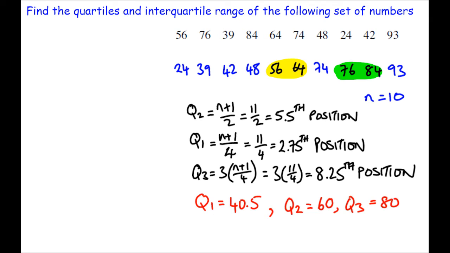So here I have my quartiles and the median, and there's quite a lot I can do from this point. This question has asked for the interquartile range. What is the difference between the quartiles? So the interquartile range, which I'll call IQR, is Q3 minus Q1. In this case, 80 minus 40.5. Final answer, 39.5. So I found the positions for each of those quartiles, found the values of each of the quartiles, and I've used Q3 and Q1 to find the interquartile range.